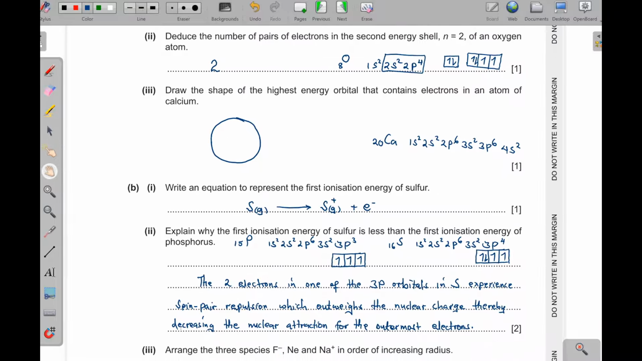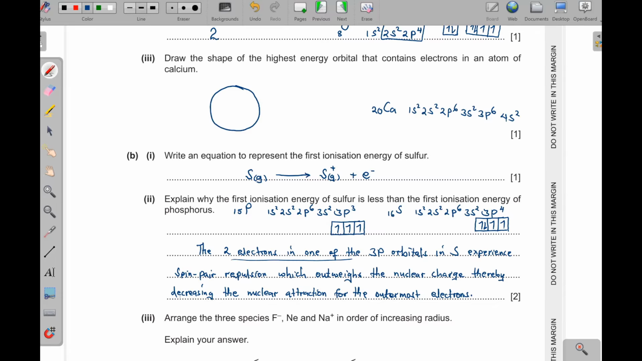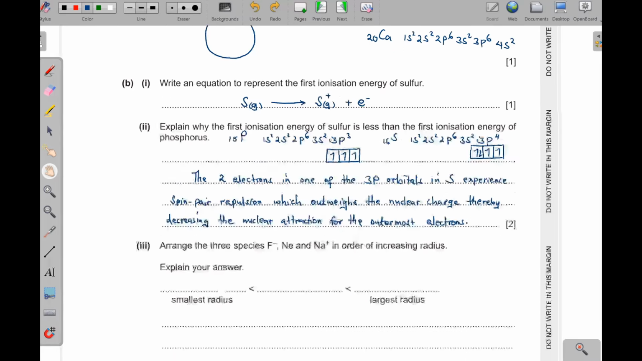I think it's better. The two electrons in one of the p orbitals in S experience spin pair repulsion, which outweighs the nuclear charge, thereby decreasing the nuclear attraction for the outermost electrons. So this makes the first ionization energy of sulfur less than that of phosphorus.